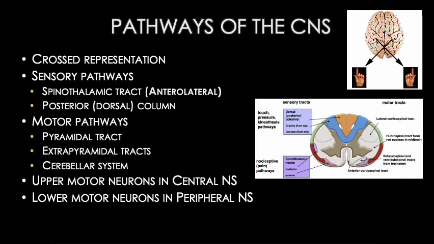Let's look at the pathways of the CNS, and this is helpful to understand if you see a deficiency, what may be the problem or where in the brain is being affected. We have to understand the terminology cross representation. This is when, for instance, the left cerebral cortex is going to receive the information of the right side of the body. So the left side gets sensory information from the motor functions on the right side and vice versa.